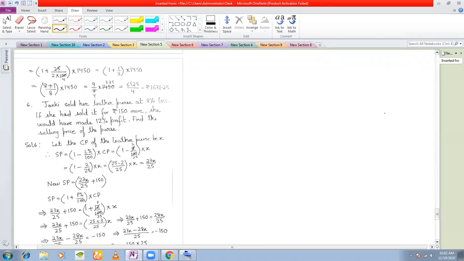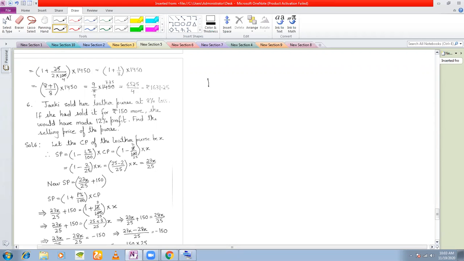Whenever nothing is given, assume the cost price to be X, because everything depends on the cost price. So here it is said Janki sold a leather purse at 8% loss. Loss on what? Loss on the cost price. If she had sold it for 150 more than whatever she got after incurring a loss of 8%, she would have made a profit of 12%. Find the selling price of the purse.